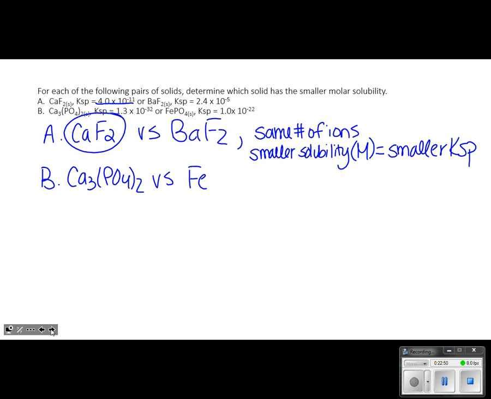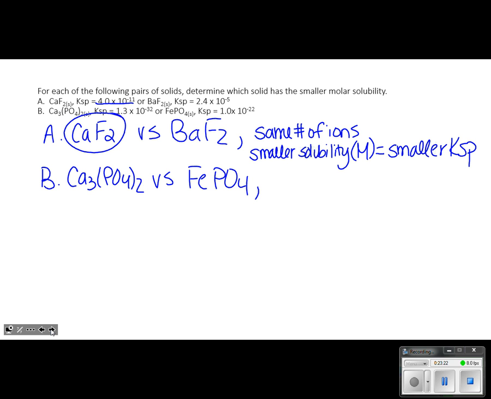versus iron phosphate. This one we cannot compare the KSP values because these things don't have the same number of ions. Our calcium phosphate has 5 ions in it. It has 3 calciums and 2 phosphates. Our iron phosphate only has 2 ions in it. It has the iron and the phosphate. When the number of ions are different, you have to calculate the solubility.